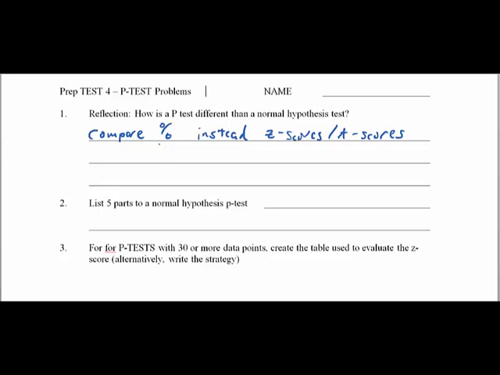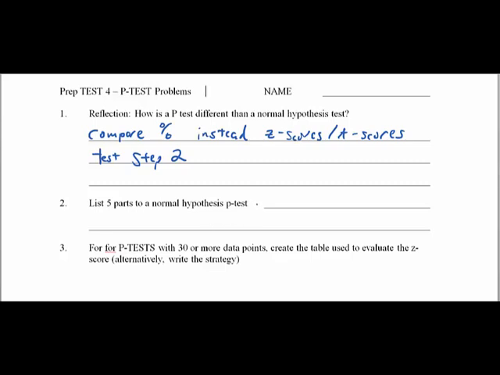You might also list some other things, like that the test is in step 2 instead of step 3, where we actually run the z or the t test to figure out where our number is before we then convert it to a percentage. You also might say that there's no picture, but these are really minor differences between p-tests and a normal hypothesis test, a normal z or t comparison.